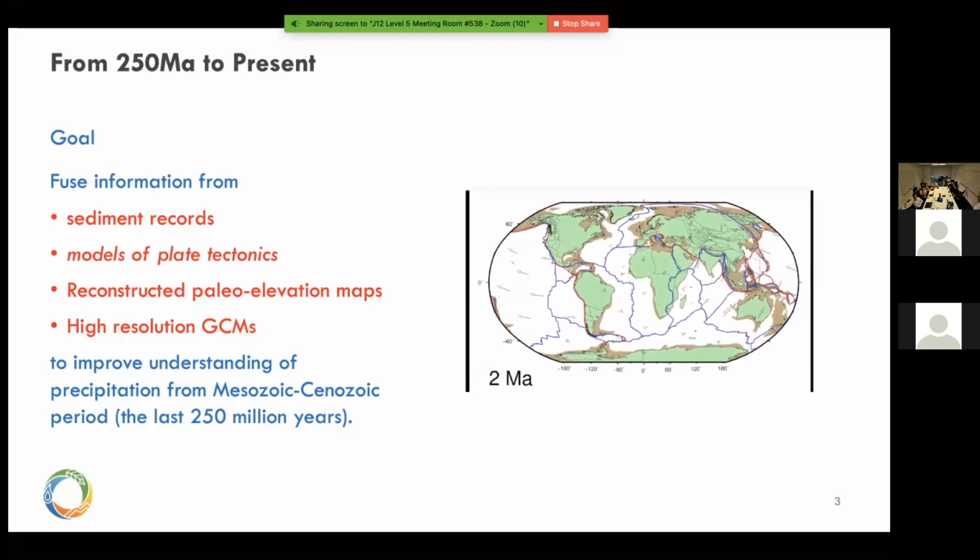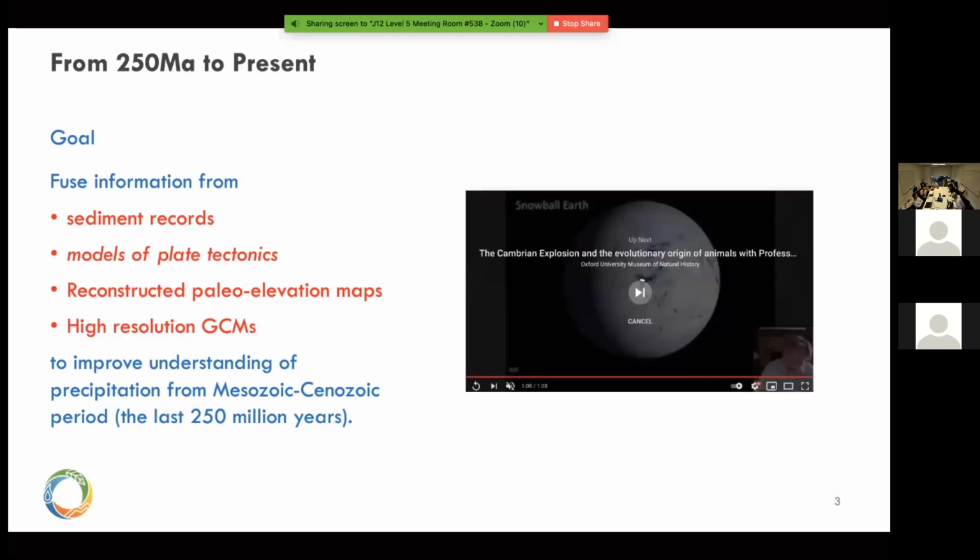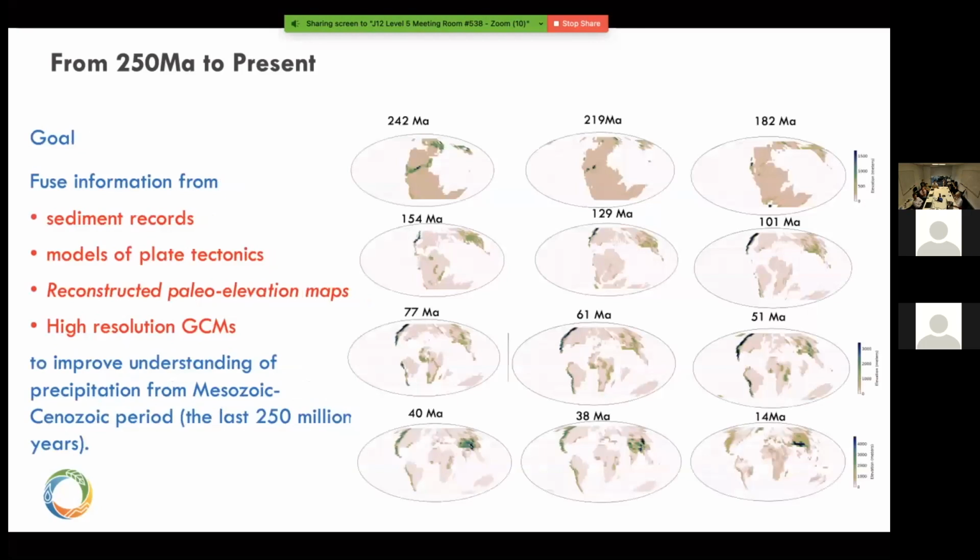Every time I see these talks by the geophysicists, they have such cool stuff. And we've only got equations. Anyway.